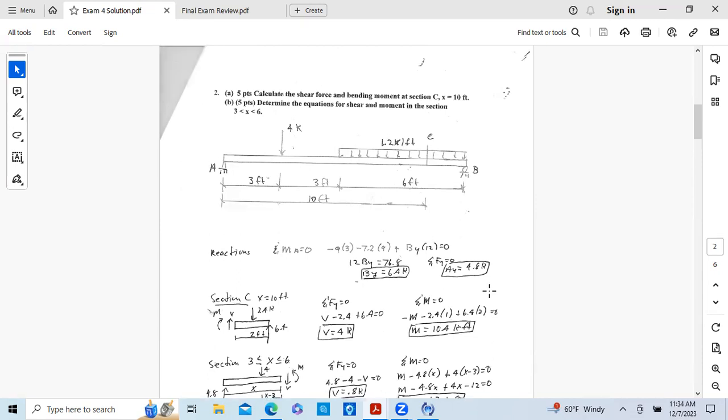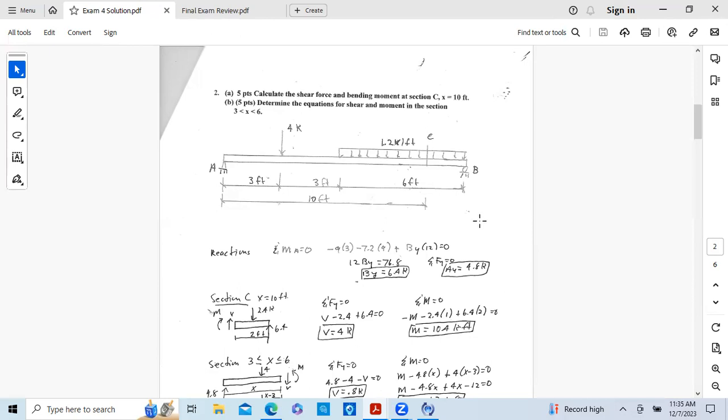Second problem, 2 parts. The first part asks us to calculate the shear force and bending moment at x equals 10 feet. Here's 10 feet. I actually showed this on the beam itself. So this is the section we're looking at, section C. There's no x's. It's just a straight calculation, sum of forces in the y and sum of moments. Fairly simple problem. Just be sure you draw your free body diagram.